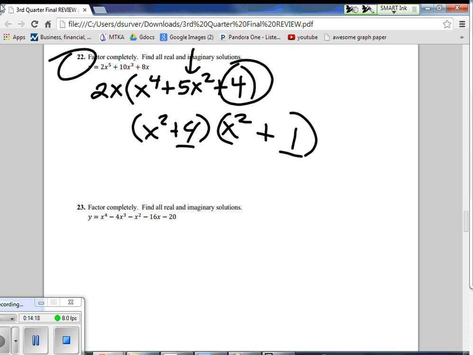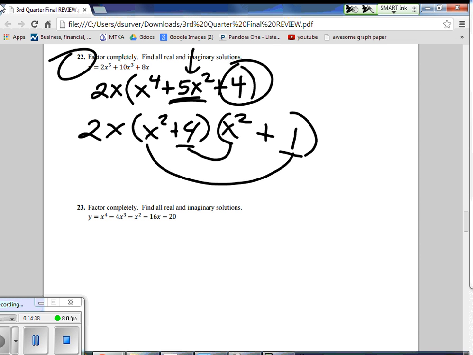Pluses, because this middle term is positive. So the outside and the inside, do they make a total of 5x squared? Yes, they do. And that's the one you really have to watch out for, the middle two, the outside and the inside. Now, don't forget my 2x here. There, I brought it down. That's a really common mistake, to forget that you factored out a 2x at the beginning.